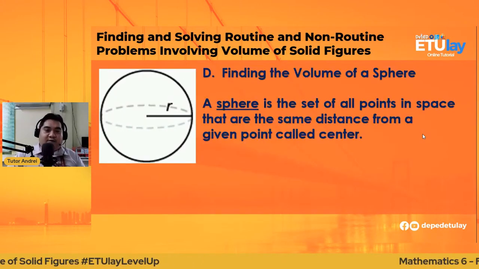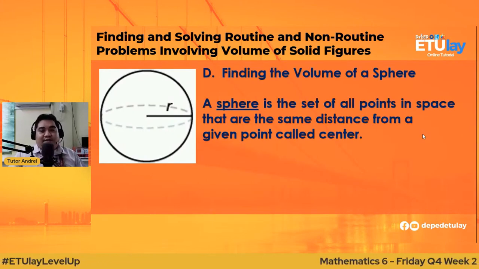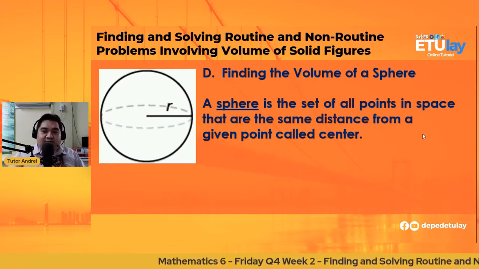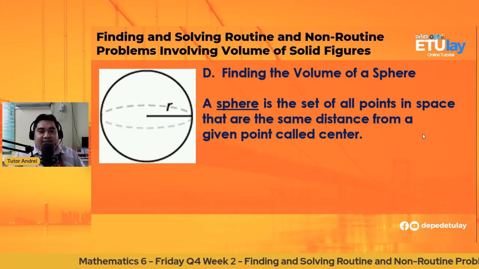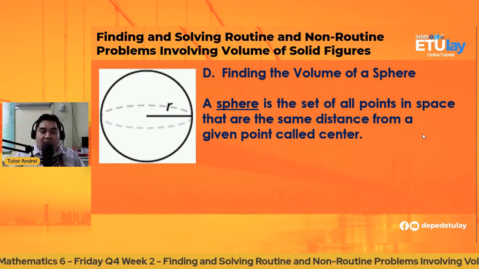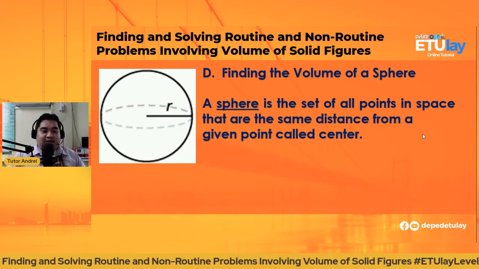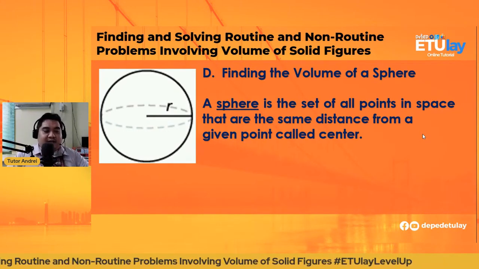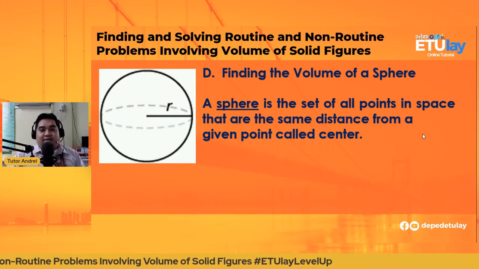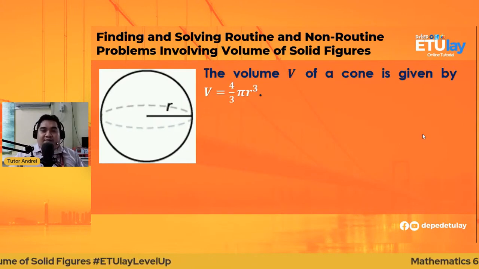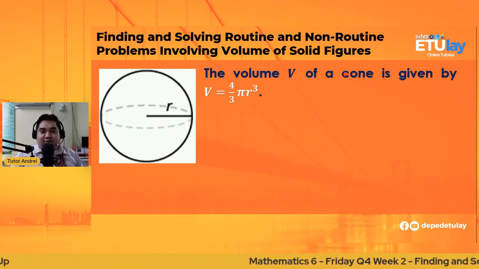So we have, of course, the sphere. So what is the sphere? So a sphere is the set of all points in space that are the same distance from a given point called the center. Ayun yung sinasabi natin kanina. Di ba? Yung nasa exercises natin kanina. So that's the definition of a sphere. Now, again, we get the volume of a sphere. Oops, I stand corrected. It should be sphere. Sorry.